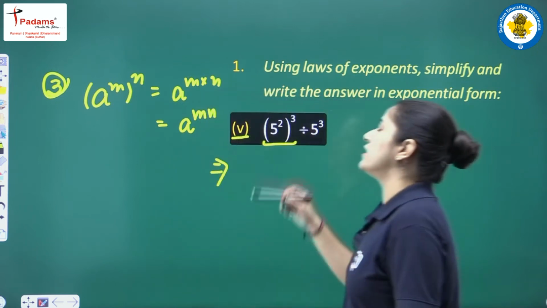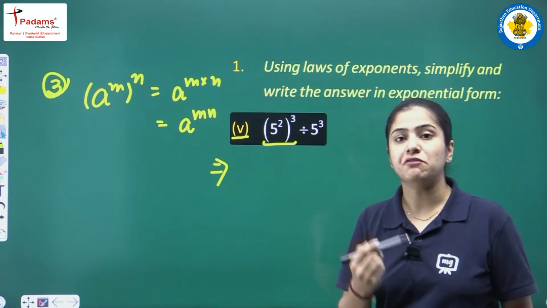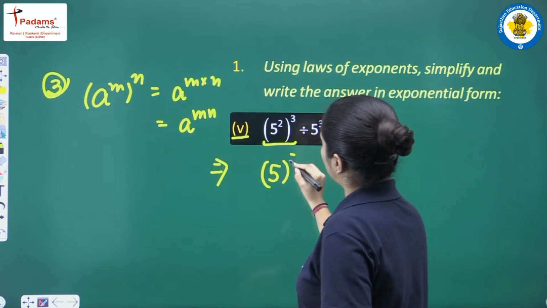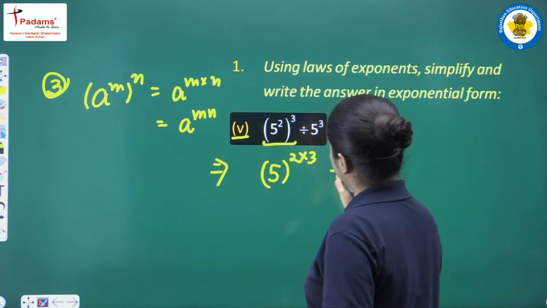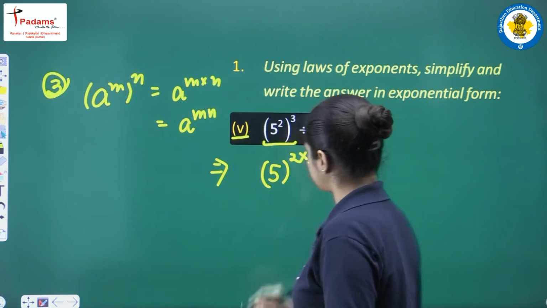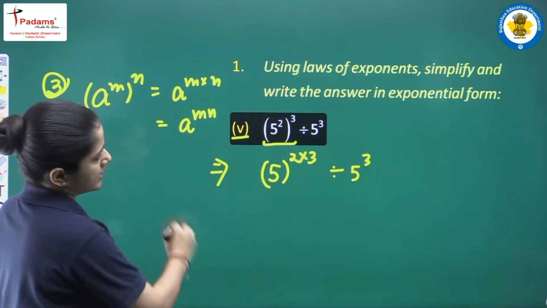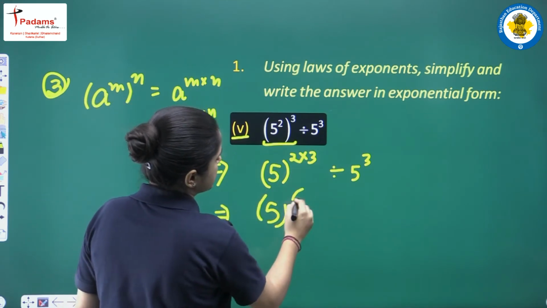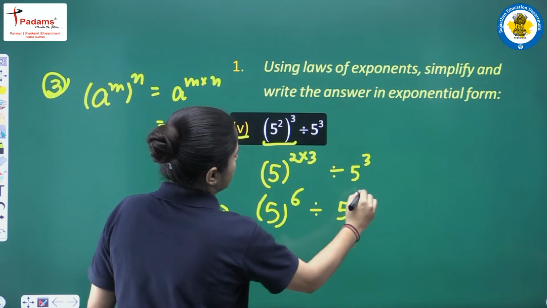So firstly 5 raised to power 2 cube, then we have to multiply the powers, that means 5 raised to power 2 multiplied by 3 divided by 5 raised to power 3. Have a look students, यहाँ तक आने के बाद हम multiply करेंगे 5 raised to power 2 into 3, 6 divided by 5 raised to power 3.